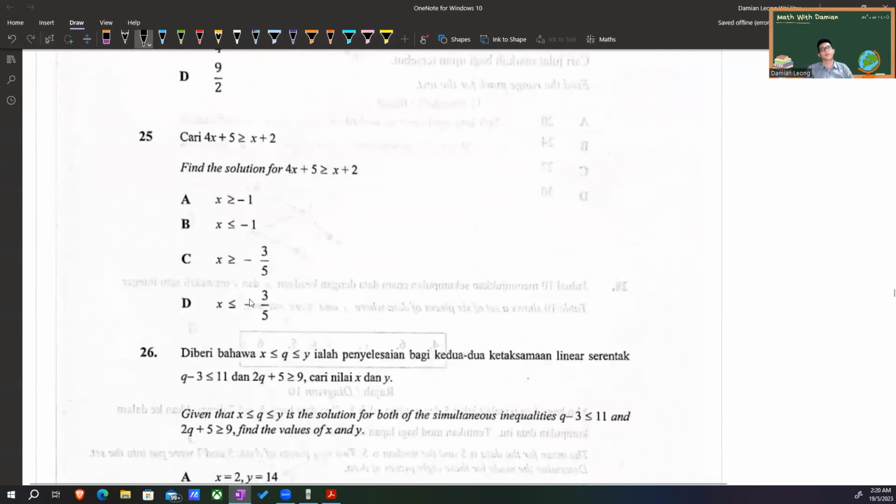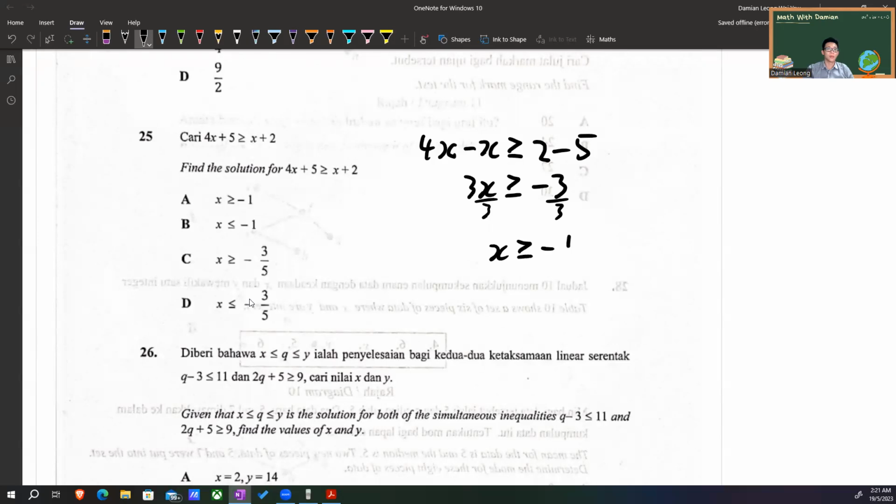Question 25. 4x plus 5 more or equals x plus 2. Find the solution. So just solve this. Bring over the x, positive becomes minus. Then bring over the plus 5, opposite minus 5. So 3x more or equals negative 3. Get rid of 3, divide by 3. x more or equals negative 1. Answer A.